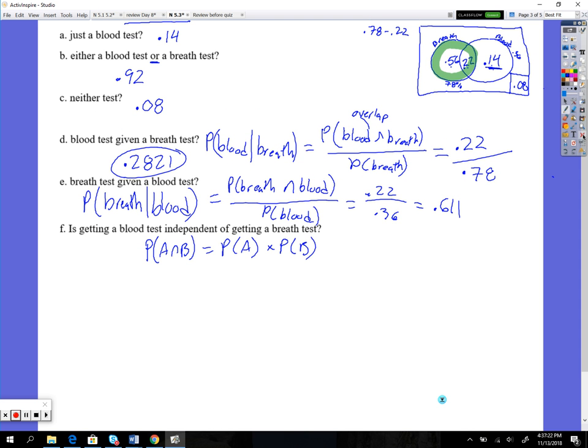Going back up to our Venn diagram, the probability of A and B is 0.22. Let's say that A is breath and B is blood. The probability of just breath happening is 0.78, and the probability of just blood happening is 0.36.